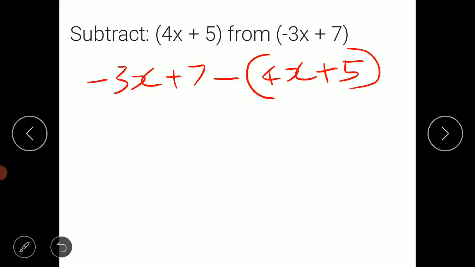In addition, there won't be any changes. I mean, in addition, if you do it without brackets, no problem. The sign won't change. But here we need to place a bracket. From this expression, we are going to subtract this 4x plus 5.